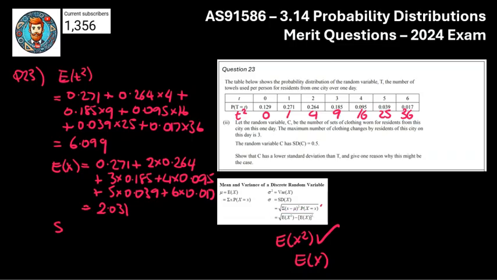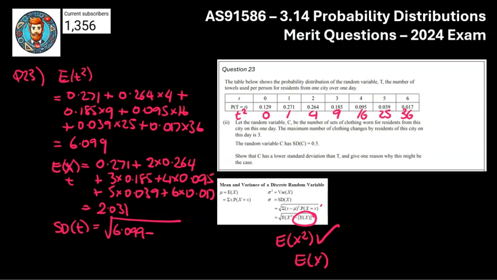I just noticed that the x there probably should be a t there. So the standard deviation of t is going to be equal to, and if you look at the formula, it's the expected value of x squared, so that's this number up here, 6.099, and then minus the mean, which is this number here, squared.